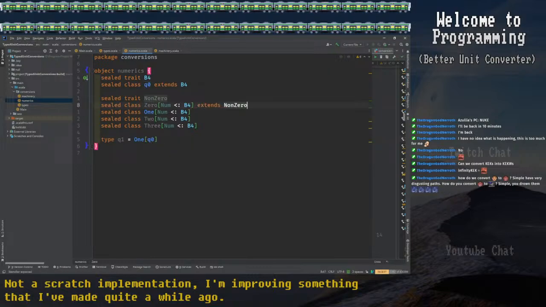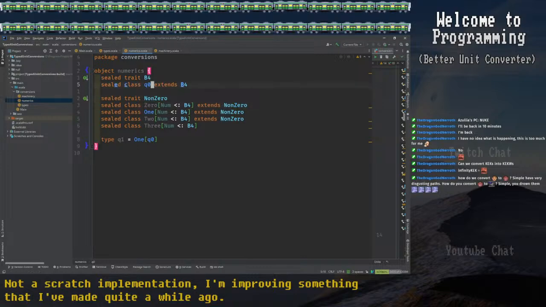Extends non-zero. Now, it might be weird that I'm putting this as non-zero, but this is only ever going to be used as a placeholder, like how the 0 in 10 makes it so that the 1 actually means a 10.